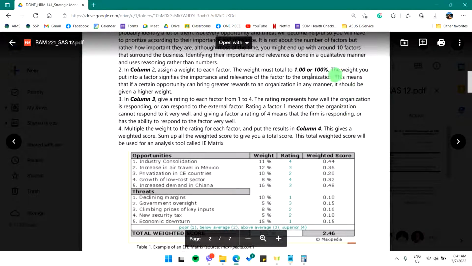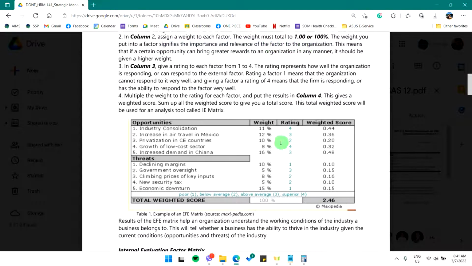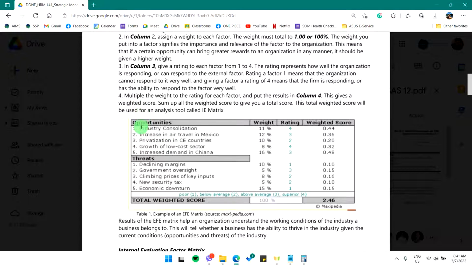So, the weight that you put into factor signifies the importance and relevance of the factor to the organization. So, kung gaano kalaki yung importansya, kung gaano kalaki ang magiging epekto ng each opportunities or threats sa ating company, that is how we will rate the weight value. And again, this will all come from the perspective of the business owner or for you as the students.